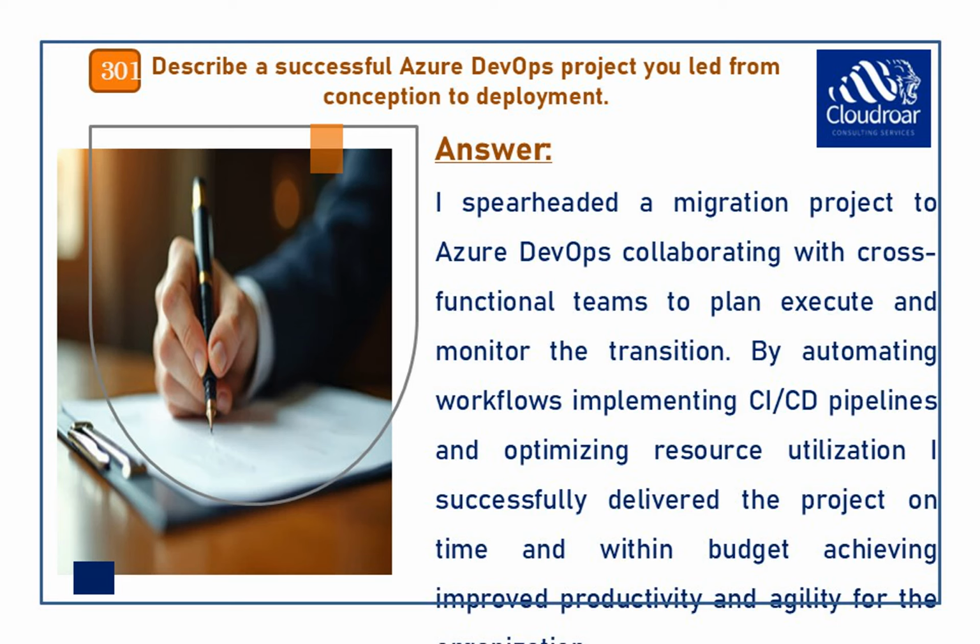Question 301. Describe a successful Azure DevOps project you led from conception to deployment. I spearheaded a migration project to Azure DevOps, collaborating with cross-functional teams to plan, execute, and monitor the transition. By automating workflows, implementing CI/CD pipelines, and optimizing resource utilization, I successfully delivered the project on time and within budget, achieving improved productivity and agility for the organization.